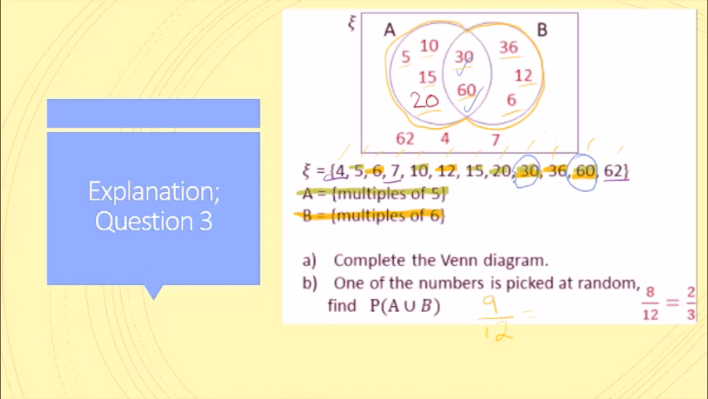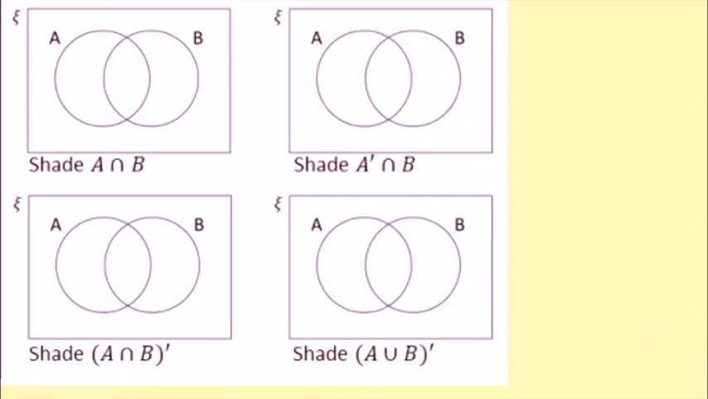Okay, if I divide it by 3, it's the same as 3 quarters. Don't worry about that answer over there, it's incorrect. So that is my answer there. 9/12 is the probability of picking a number which is either in A or B, which is simplified down to 3 quarters. Well done.